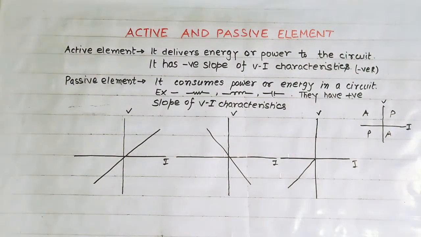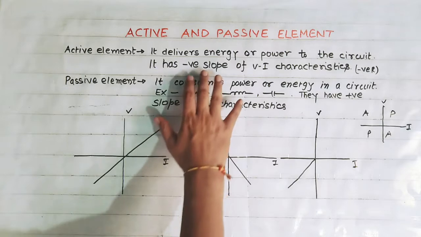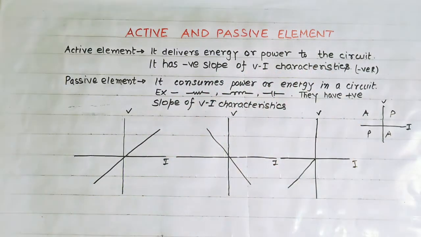Friends, in this lecture we will study active and passive elements. So, first of all, what is an active element? An active element is an element which delivers energy or power to the circuit. Okay, so an active element has a negative slope of V-I characteristic. It means it has negative resistance.